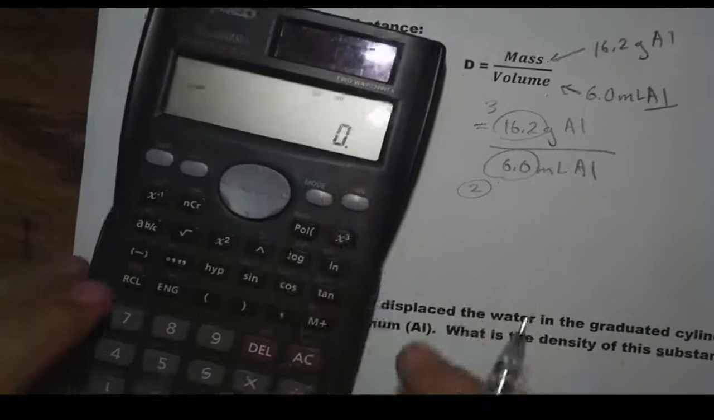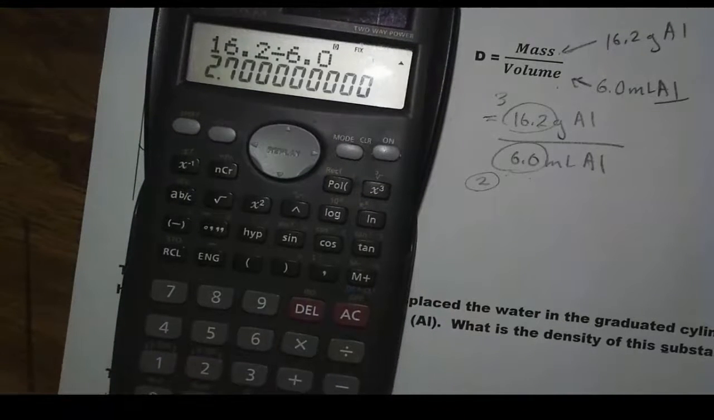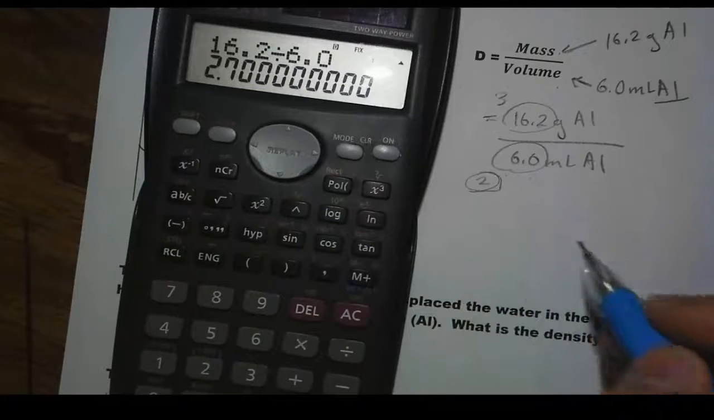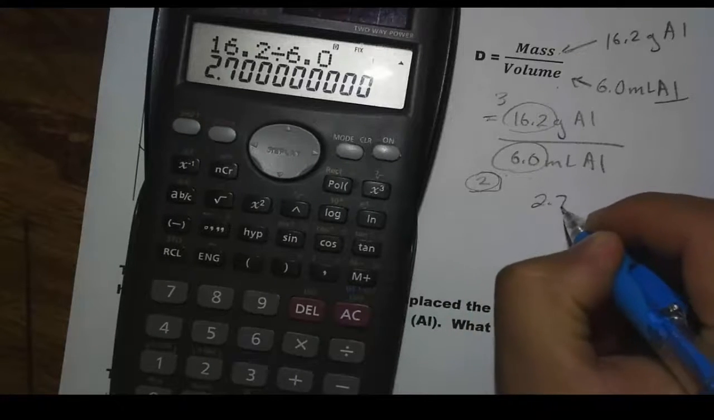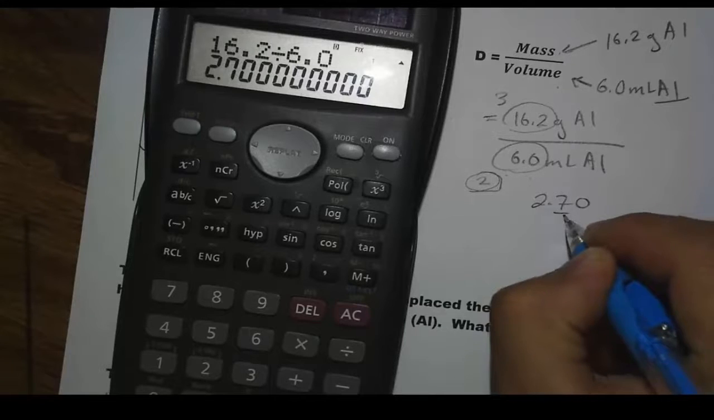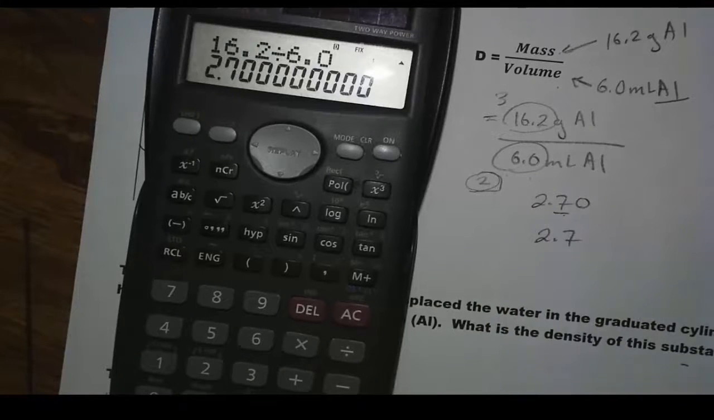Let's plug this into a calculator. 16.2 divided by 6.0, and we have 2.7000. So how many sig figs do we keep? In this case, our least number is 2, so we're going to keep 3. That way we can round it if we need to. So 2.70. But if we round it right here, that 0 wouldn't do anything to the 7. So you have 2.7. That's our number.